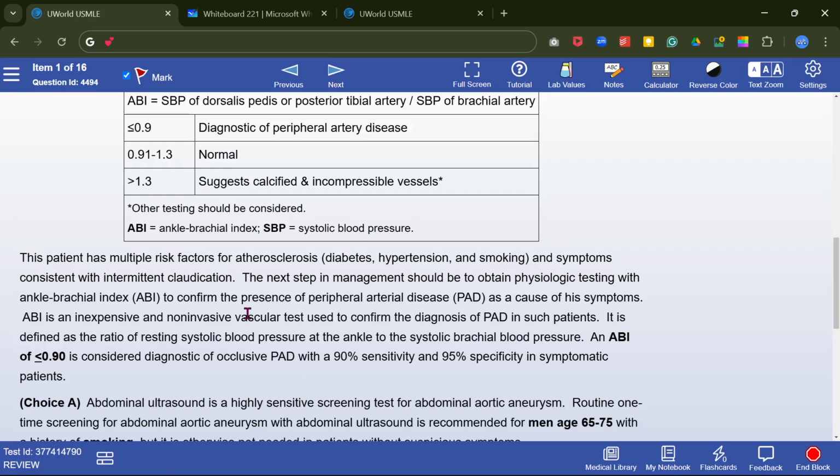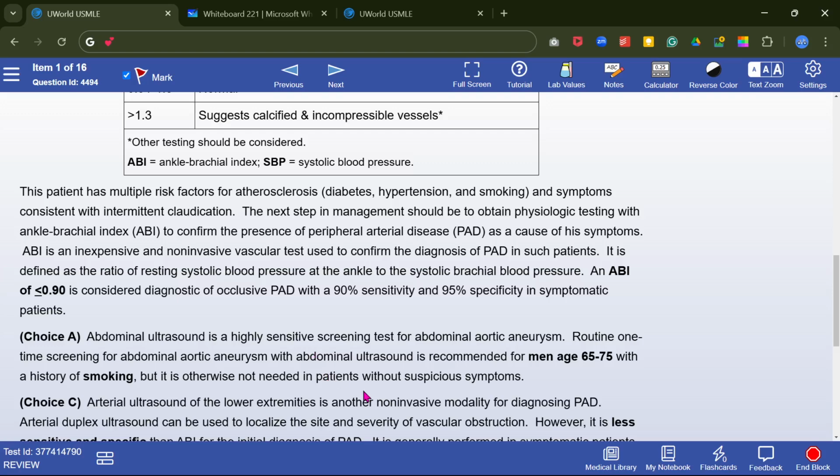Okay, this patient has multiple risk factors for atherosclerosis: diabetes, hypertension, smoking, and symptoms consistent with intermittent claudication, and he has complaints of calf pain too. The next step in management should be to obtain physiologic testing with the ankle brachial index to confirm the presence of peripheral arterial disease as the cause of his symptoms. ABPI is an inexpensive and non-invasive vascular test to confirm the diagnosis. An ankle brachial index less than 0.90 is considered peripheral arterial disease.